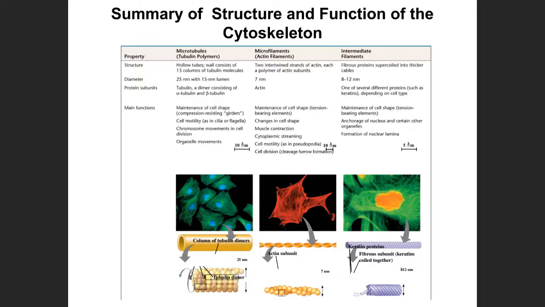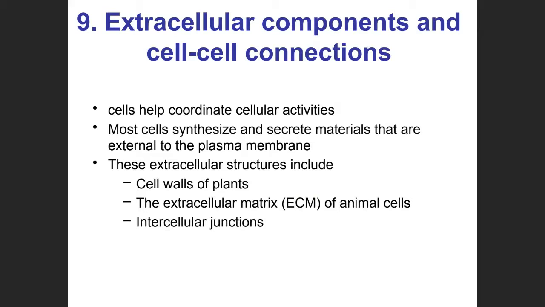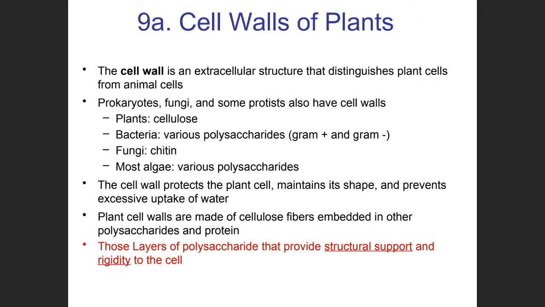And then we have another structure, the extracellular compound. This is very important, since it's extracellular, outside the cell, it maintains the cell-cell connections and also coordinates some cell activity. So we are going to talk about three of them. The cell wall, which exists only in plants and some bacteria. The extracellular matrix, which is only for animals, and the intercellular junctions.